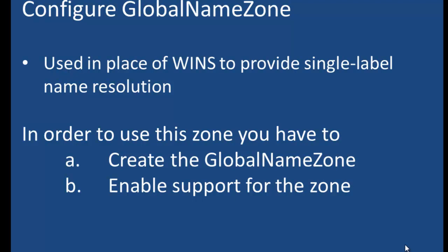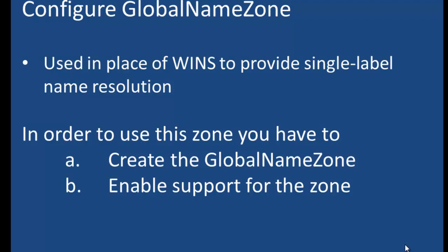Hello everyone. In this session, we want to talk about the global name zone. The global name zone is a zone that is used in place of WINS, Internet Naming Service, and it provides single label name resolution. What do we mean by that? In the past, a lot of companies had installed in their network a name resolution service, and this is WINS. And WINS was used to resolve single label names.